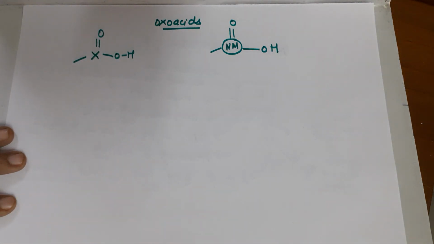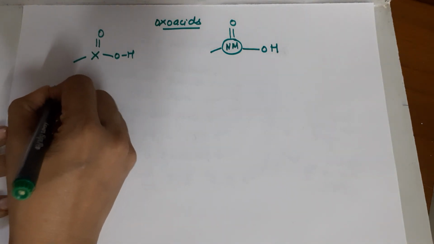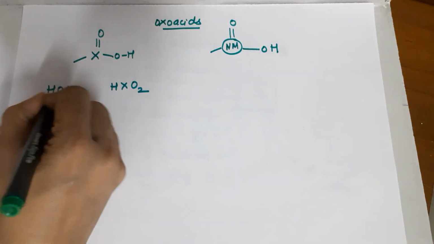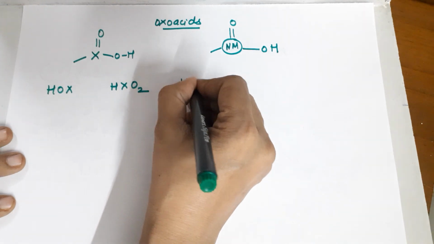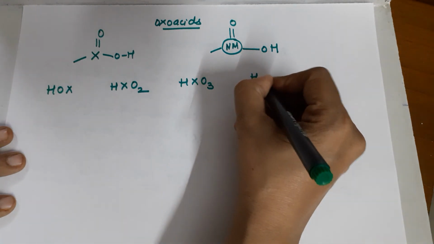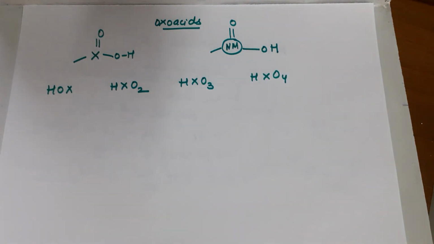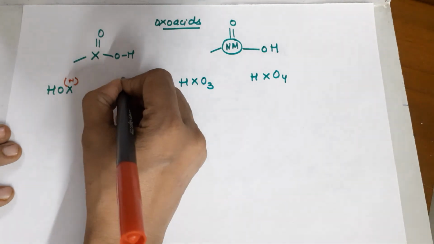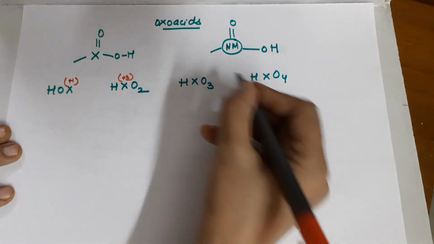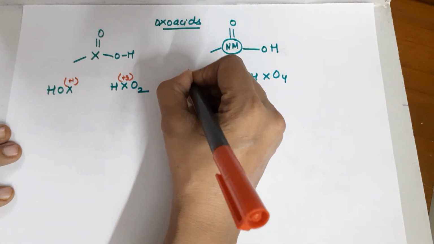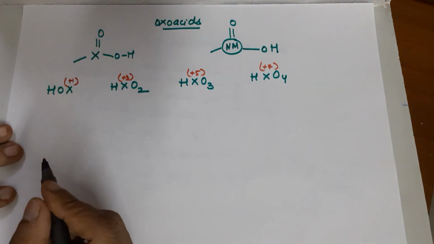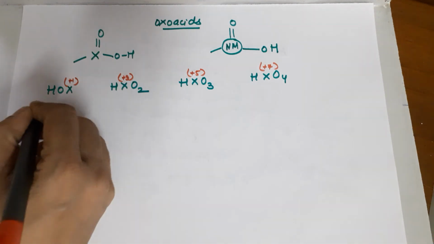Fine. Under the oxoacids, we have categories. We have oxoacids of these types: HOX, HXO2, HXO3, HXO4. Let's find the oxidation number of halogen in each one of them. The oxidation number here is +1. Calculate please, it's +3. Please calculate, it's +5. This is +7.